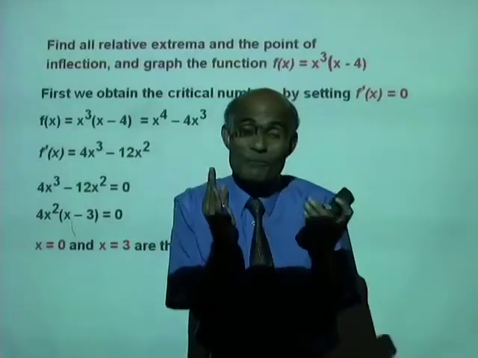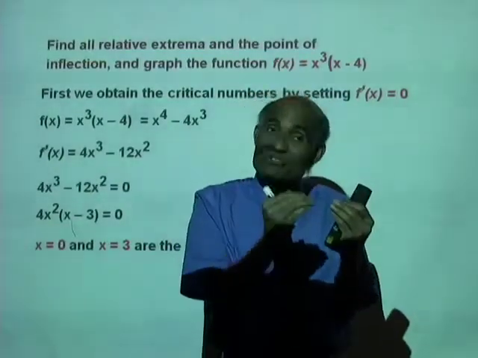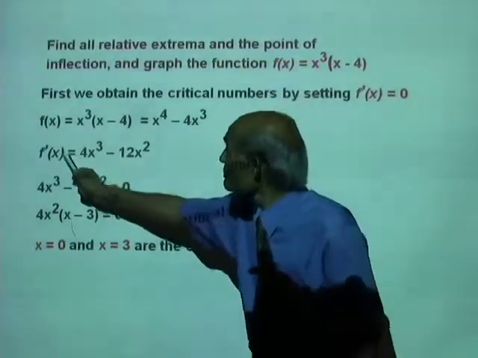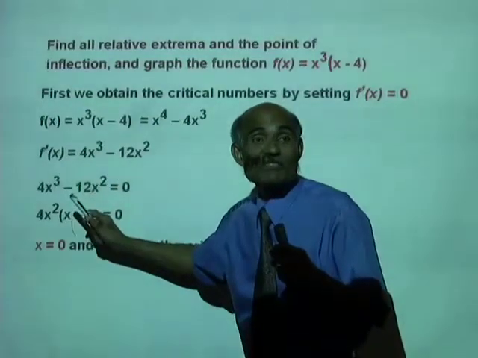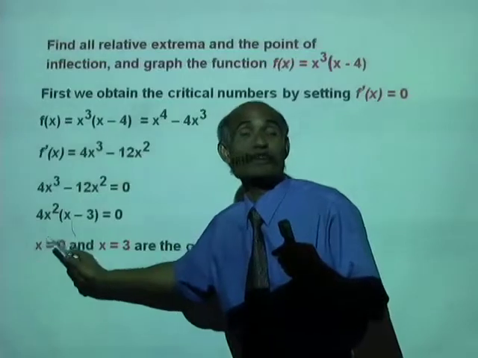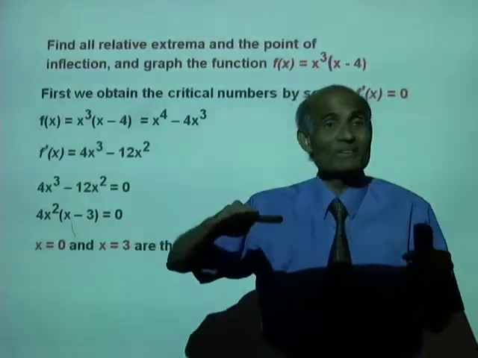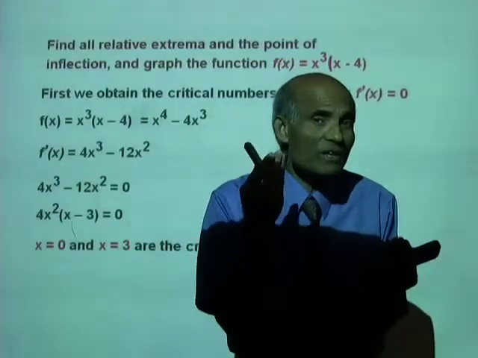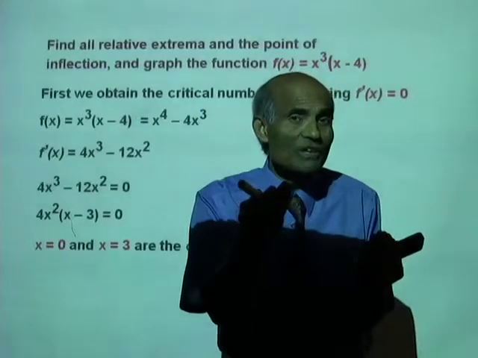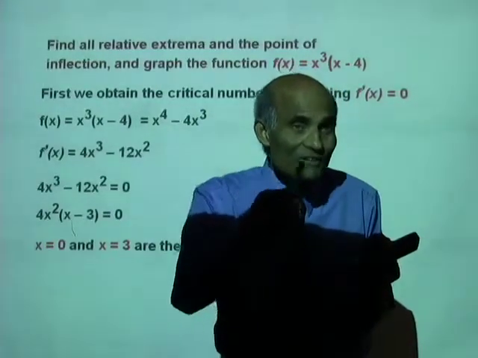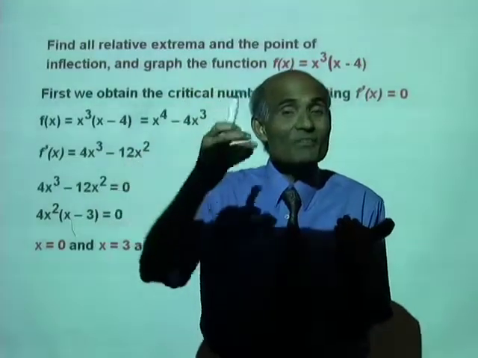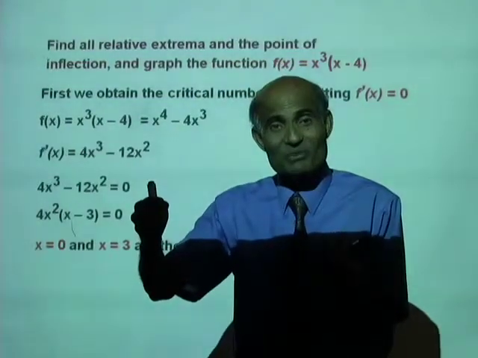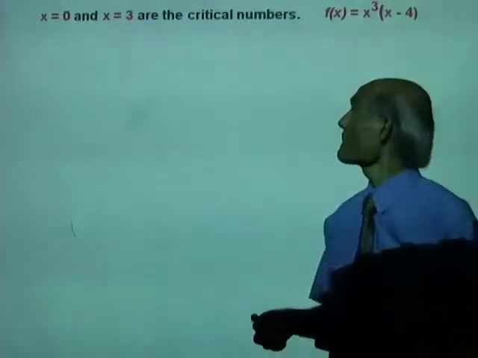Now, once we have those intervals, we will pick test numbers and use the test numbers in the first derivative to see if the first derivative is positive or negative on that given interval. If the first derivative is positive, how about the behavior of the function? The function will be increasing. If the first derivative is negative, the function graph will be decreasing. That's what we want to find. Alright, let's go and do that.